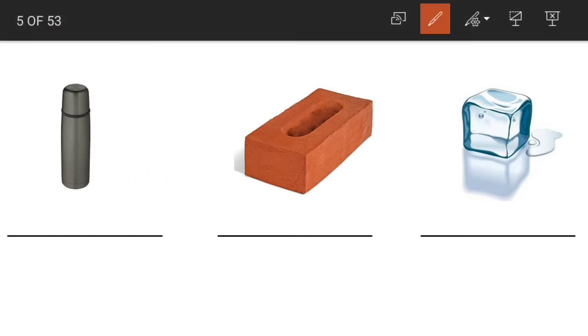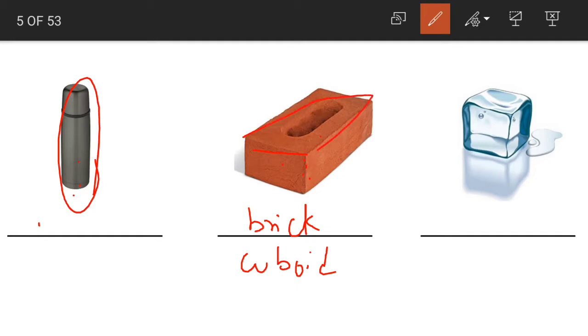Next, what is this? This is a water bottle. Again, this is in the shape of a cylinder. Coming to this one, it is a brick. Bricks are used for building houses. Now what is its shape? This is in the shape of a cuboid. See, it is two rectangles joined together. So this is in the shape of a cuboid.